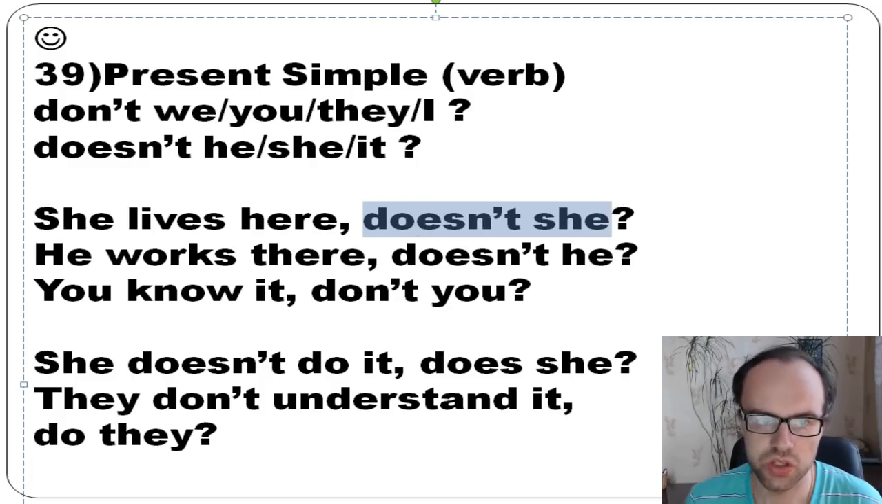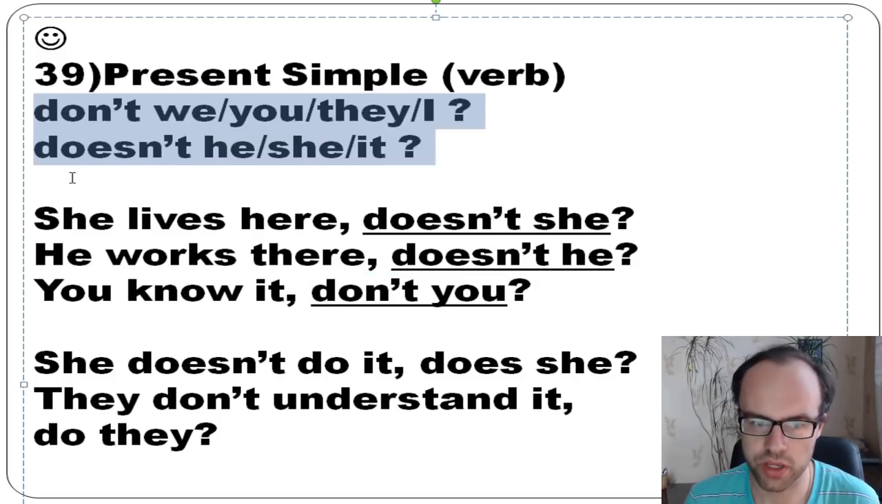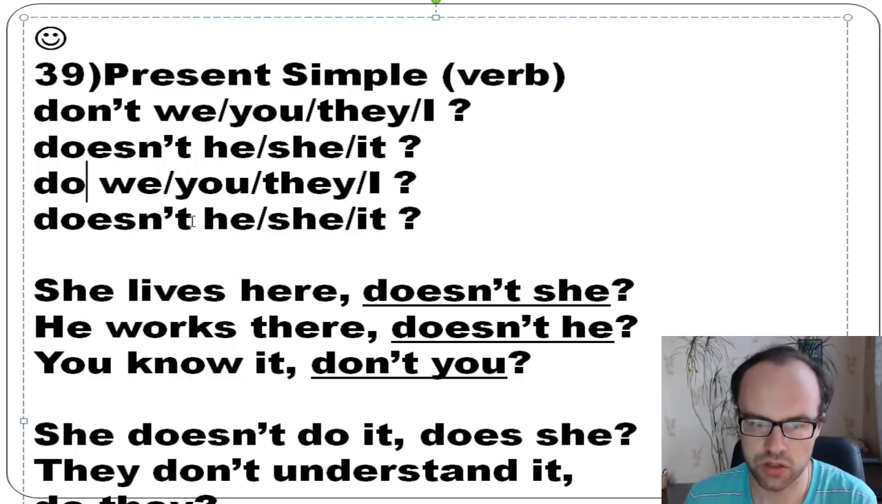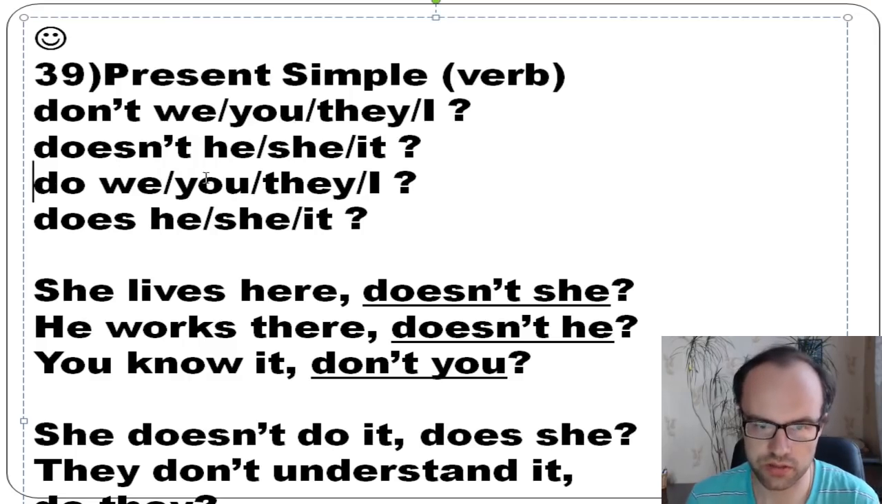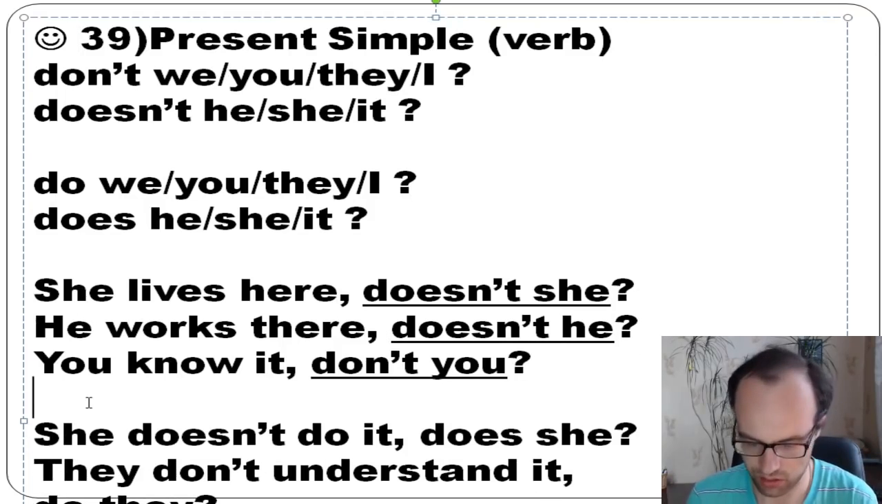Next, he works there, doesn't he? It means really. You know it, don't you? If you have a negative form, you use the opposite thing, do or does. Do or does.